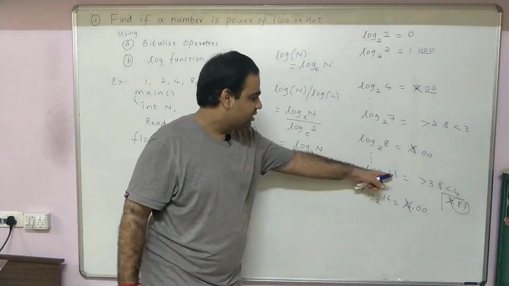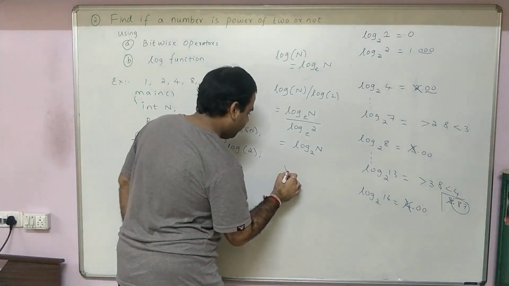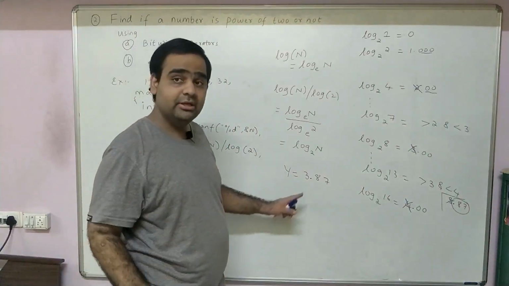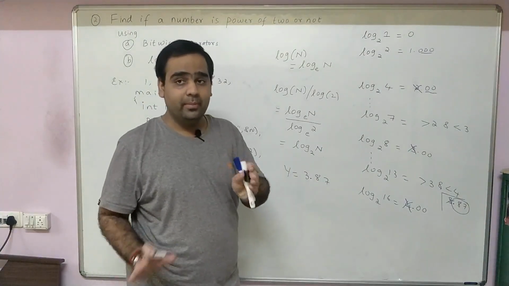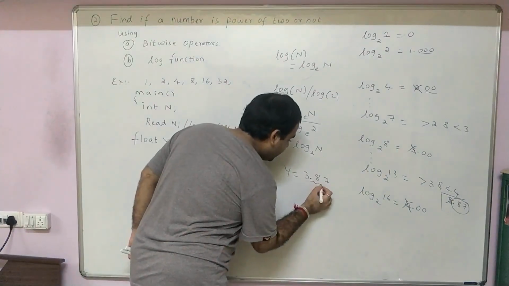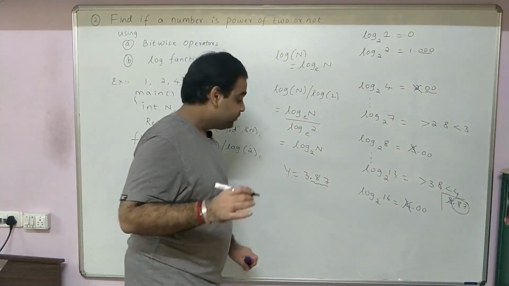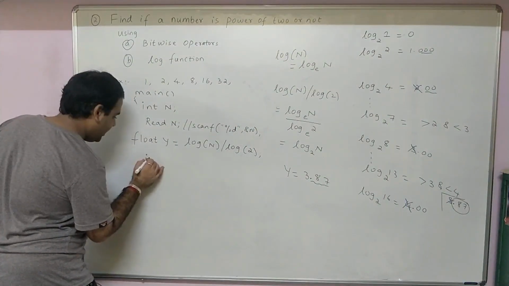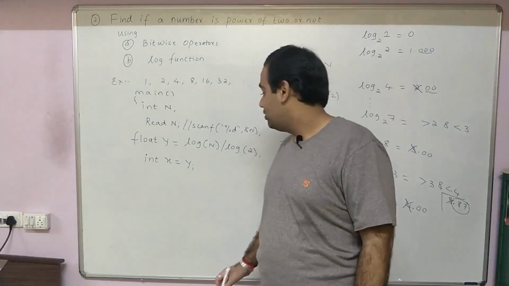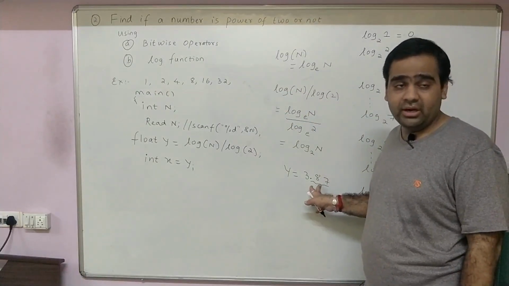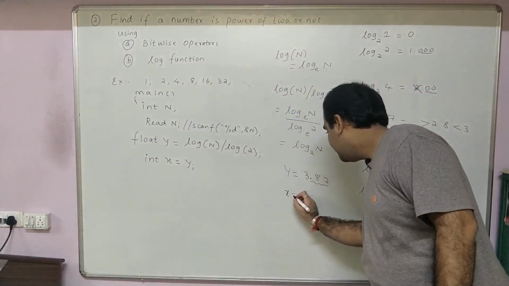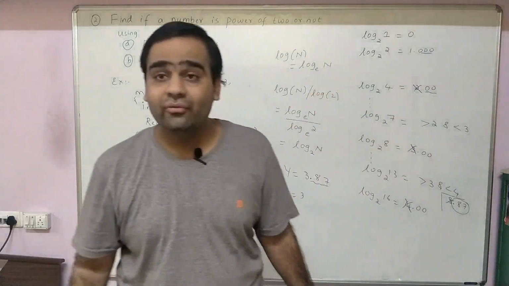Suppose the value of n is 13. Therefore, the value of y will become 3.87. I am just assuming that log 13 to the base 2 is 3.87. It can vary, but it should be between 3 and 4. Now, you need only the decimal part. You have to remove the integral part. How do we do it? It's very simple. We say int x is equal to y. Since y is a floating point number being stored in an integer, only the integral part will be taken and the value of x will be 3.